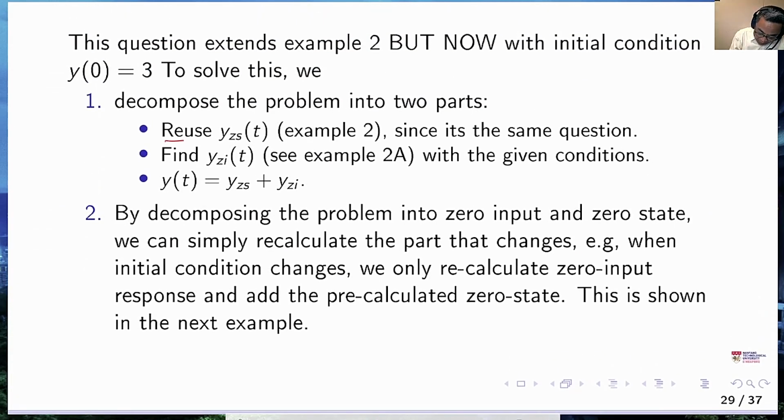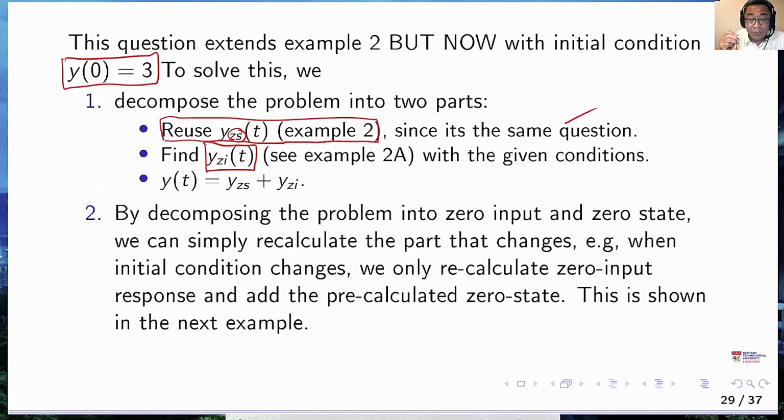So repeat, we are using example 2. In example 2, we have the input as cosine. The initial condition is 0, so we have the 0 state. We have the answer already. So now the initial condition given to us is at time 0, y0 is equal to 3. We have a new initial condition. So we want to find the 0 input response because we're going to set input to be 0, but we are going to give the initial condition y0 equals 3.